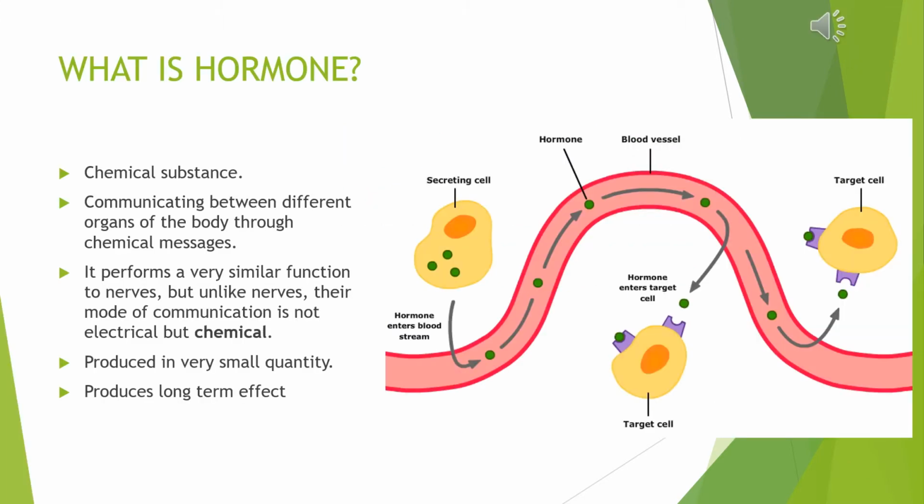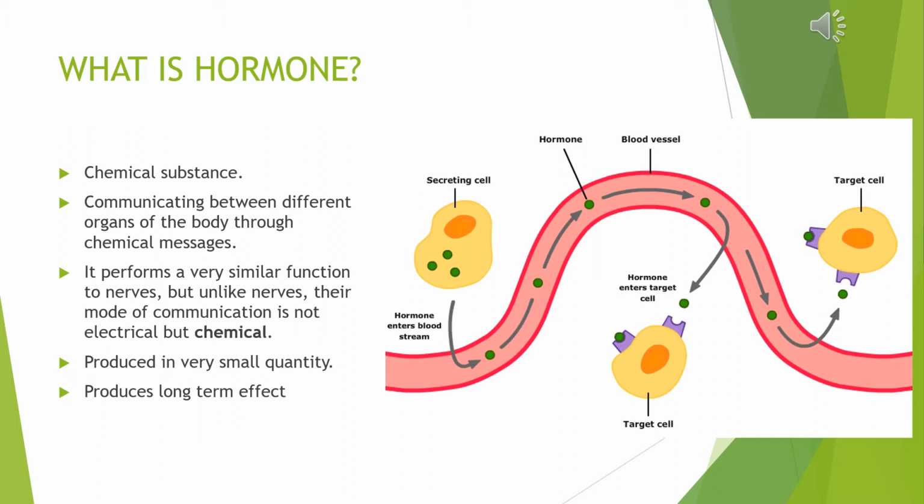In today's class, we are going to discuss the endocrine system, which is a communicating system inside our body, made up of the endocrine glands and the secreted hormones. The main component of the endocrine system is the endocrine gland and the chemical secreted from that gland, called the hormone. The hormone is a chemical substance. It can be protein in nature, or it can be amino acid or steroid in nature. The communication between different organs of the body is maintained through the chemical messages sent by the hormones.